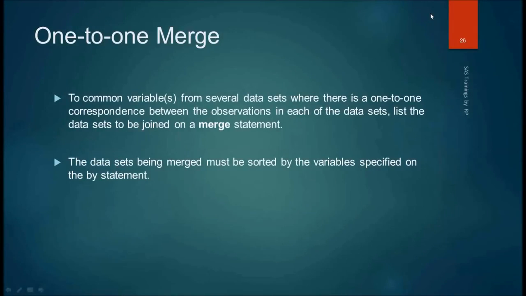One-to-one merge combines common variables from several datasets where there is a one-to-one correlation between the observations in each of the datasets. Which means if 2 datasets have one common variable present in both, with a one-to-one correlation between observations, it is called one-to-one merging. Before merging 2 datasets, they should be sorted by the common variables using the by statement.